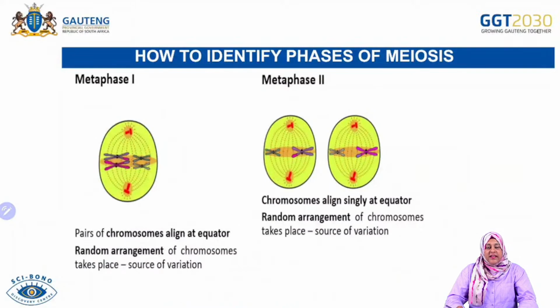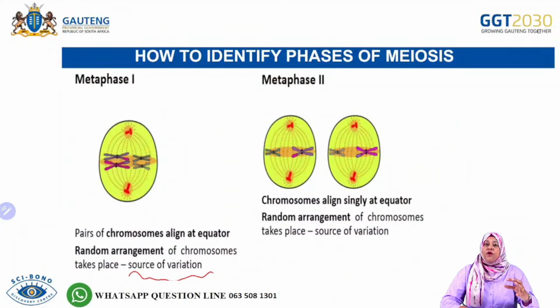Let's look at the next phase, metaphase. Here you can see that the pairs of chromosomes align at the equator. They align randomly, and because they are aligned randomly, that is the next source of variation. So M for middle, M for metaphase.